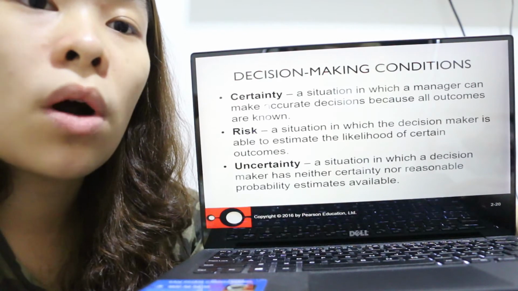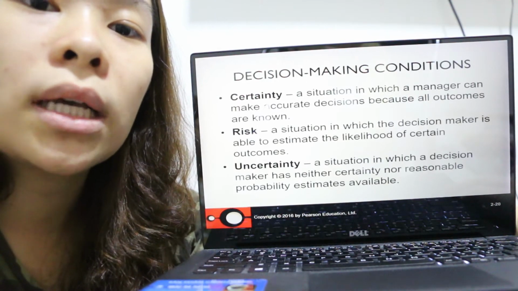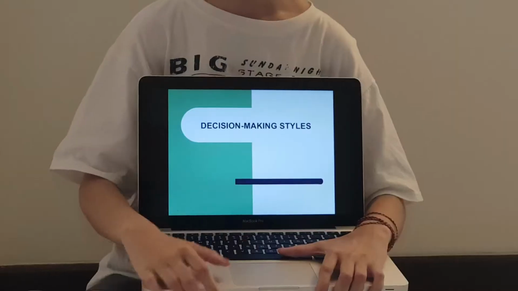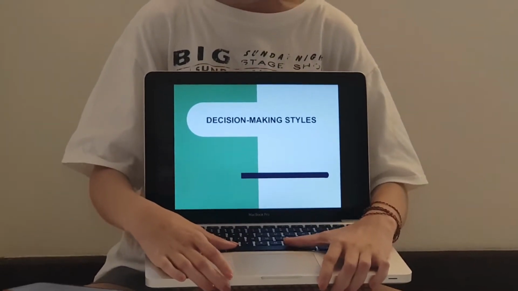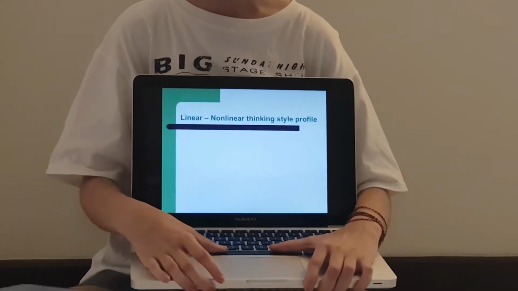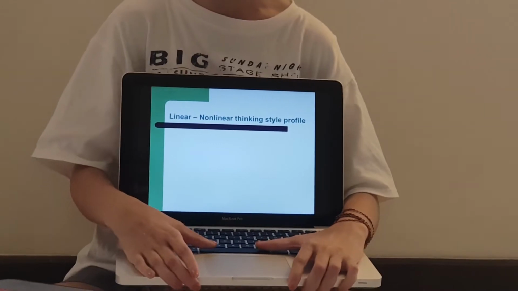To know more about this part and another part, I would like to introduce you my partner, Coulter. This coulter and I will continue to present my part, which is about decision making styles. And the first feature I want to show you guys is about the linear and nonlinear thinking style profile.